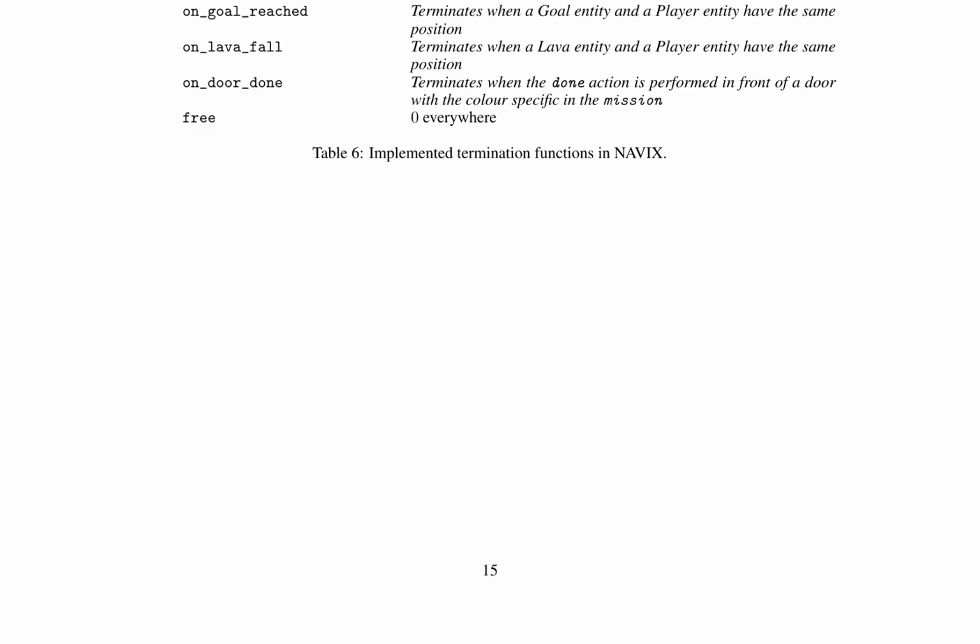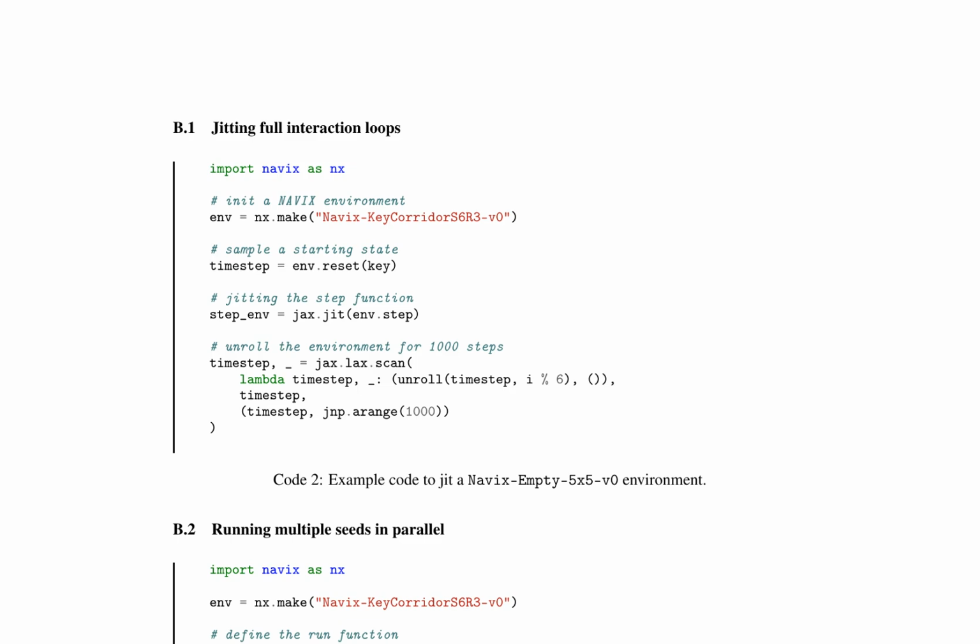on_goal_reached, on_lava_fall, on_door_done, free, action_cost, and time_cost. These rewards incentivize or penalize the agent based on its actions and outcomes, like reaching a goal or falling into lava. Termination functions are presented as well, which terminate the environment under certain conditions, such as when a goal is reached, lava falls, or a door is done with the correct color specified in the mission.